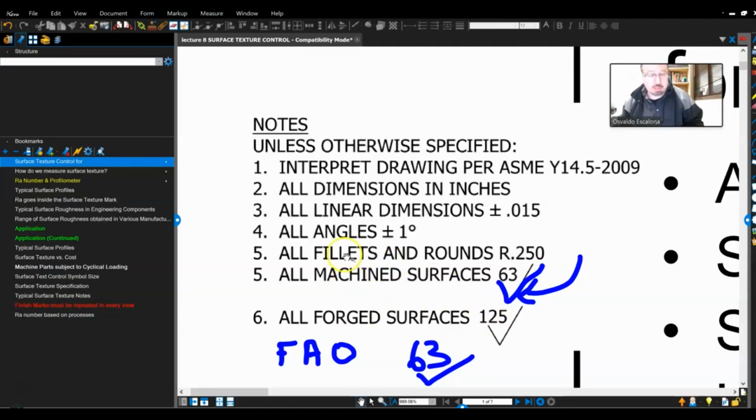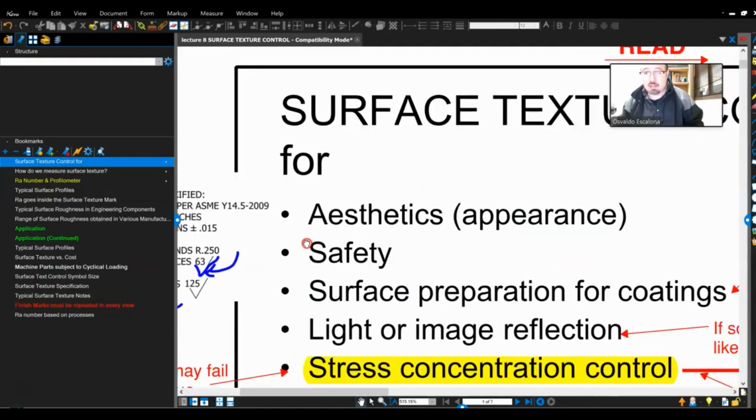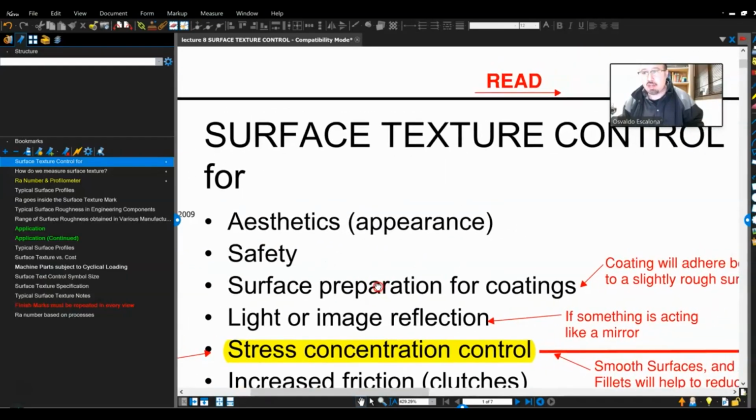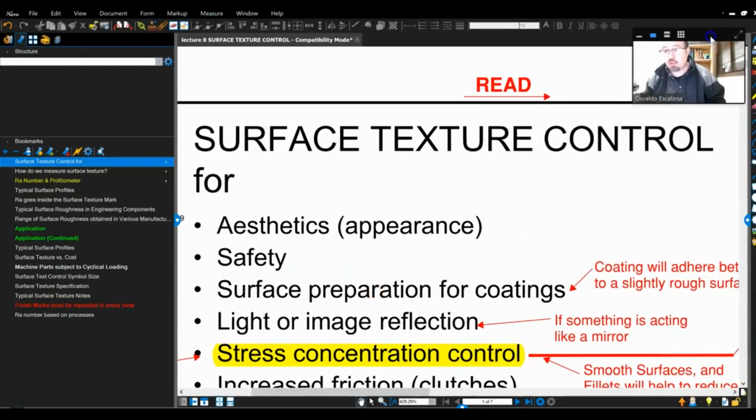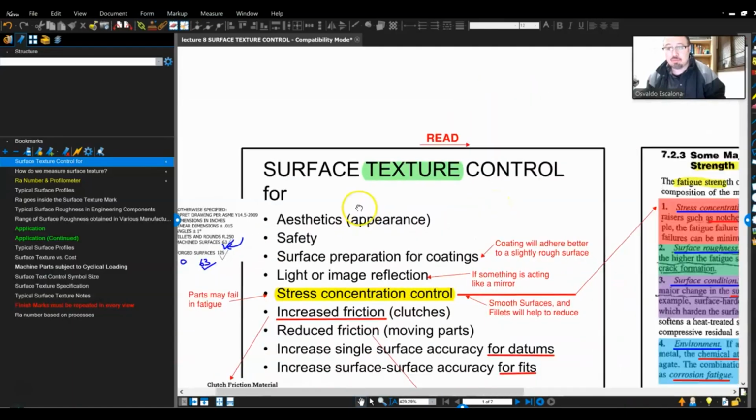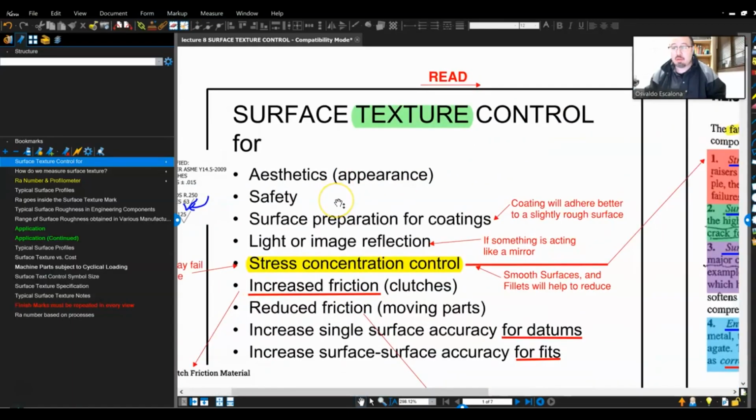So what is that check mark about? That check mark talks about the surface texture and how you control it. Why do I need to care about the surface texture? Well, maybe I want to worry about the appearance, the aesthetics. Maybe I need a certain surface finish such that I don't have a slippery surface. Maybe that is a concern of safety.